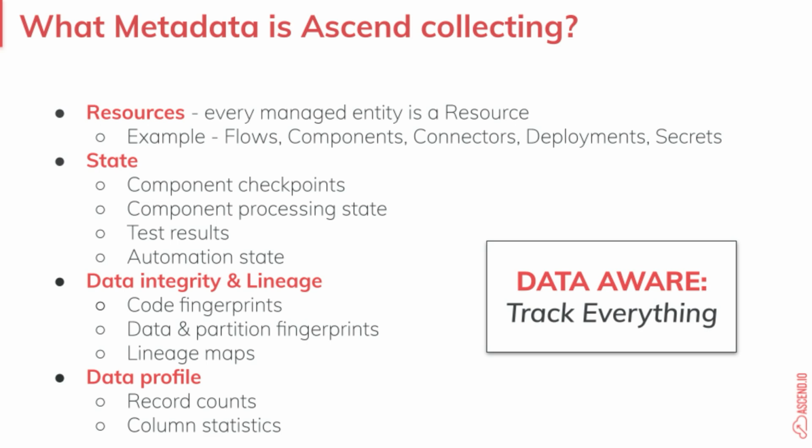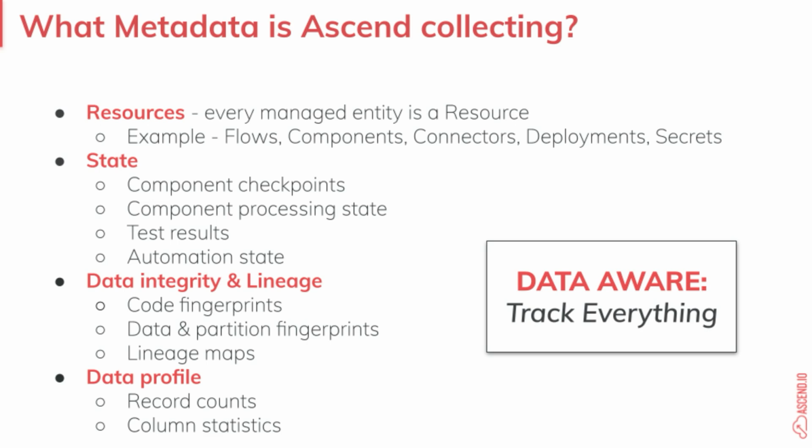So in Ascend, we use what's called a resource model. In our case, every managed entity is a resource, right? We have a bunch of examples listed here that you can reference, and the main one we'll be talking about today is components. The main way you should conceive of resource models, since we won't be going over it, since that could probably be its own webinar entirely, is that if Ascend manages it, you can think of it as a resource and it'll have its own metadata associated with it.